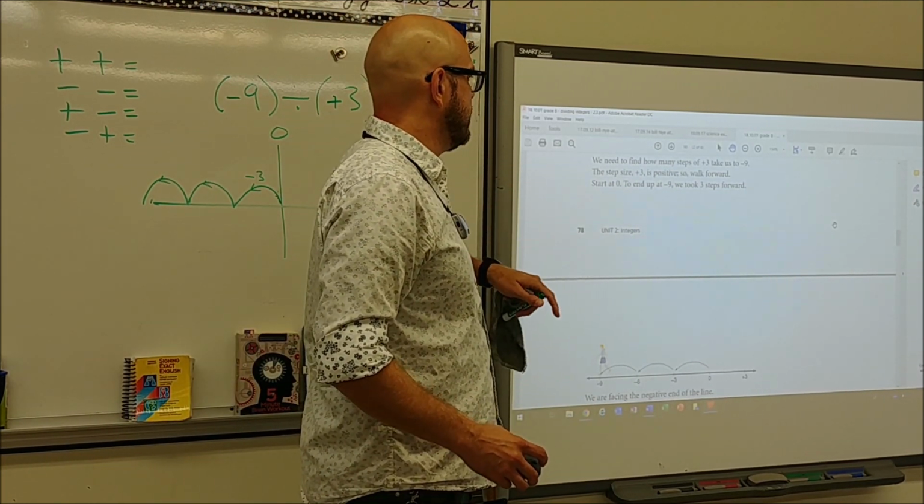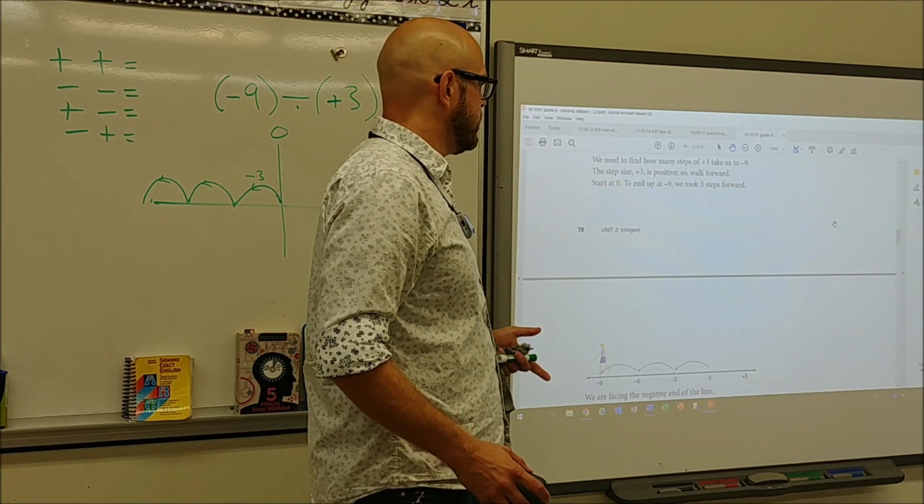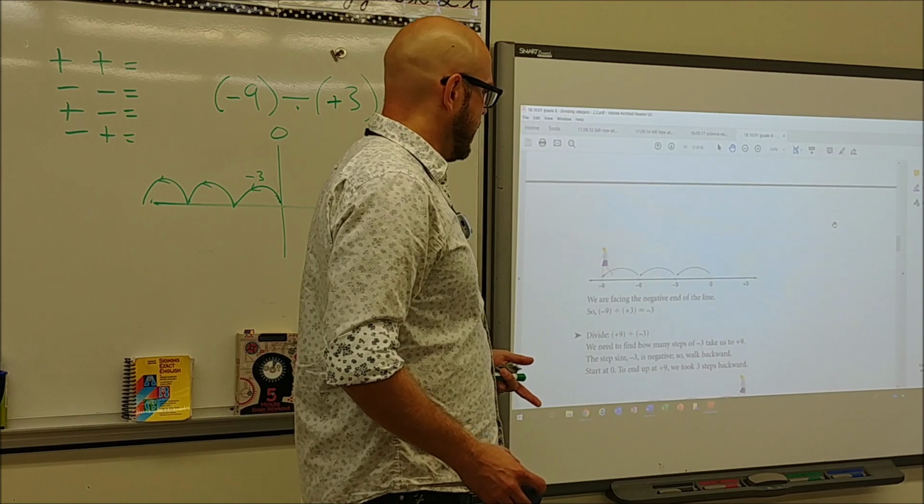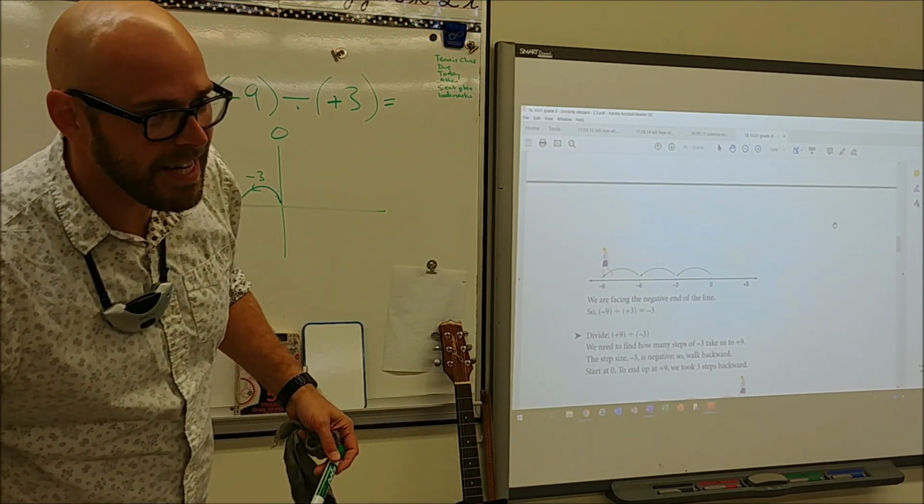It says we need to find how many steps of +3 to get to -9. Step size is +3. It's positive, so walk forward. Start at 0, end up at -9. Take 3 steps forward. Done. What's our answer? It says -3.